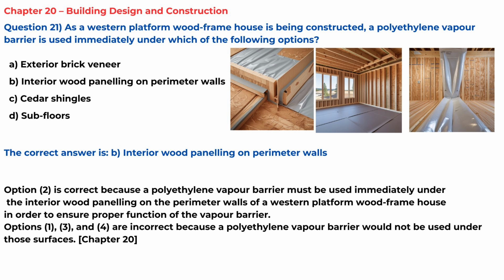Question 21. As a Western platform wood frame house is being constructed, a polyethylene vapor barrier is used immediately under which of the following options? The correct answer is B, interior wood paneling on perimeter walls. Option 2 is correct because a polyethylene vapor barrier must be used immediately under the interior wood paneling on the perimeter walls of a Western platform wood frame house in order to ensure proper function of the vapor barrier. Options 1, 3, and 4 are incorrect because a polyethylene vapor barrier would not be used under those surfaces.